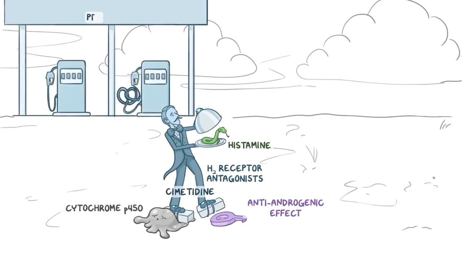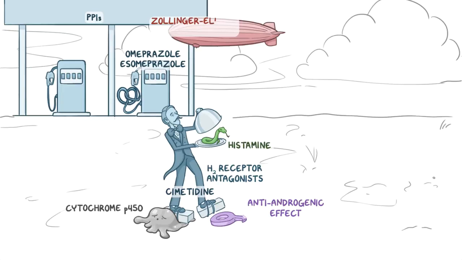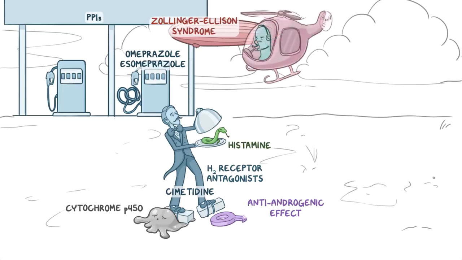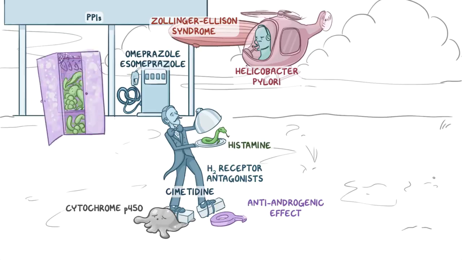Next up are the proton pump inhibitors, so let's have a gas pump where the hose is tied into a pretzel shape, since these drugs end in prazole, like omeprazole and esomeprazole. Waiting to refuel is a zeppelin for Zollinger-Ellison syndrome, and a helicopter piloted by a bacteria for Helicobacter pylori. For side effects, let's put a dusty closet full of bacteria for Clostridium difficile infection next to the gas pump.